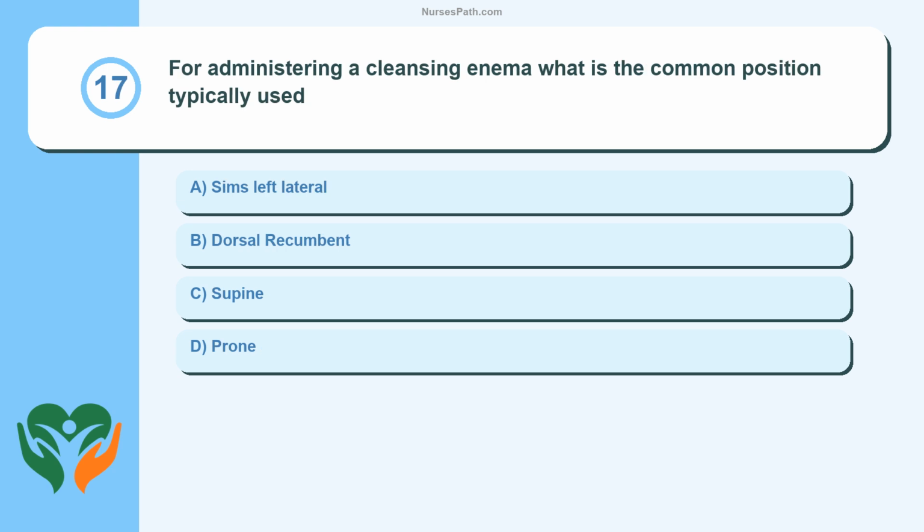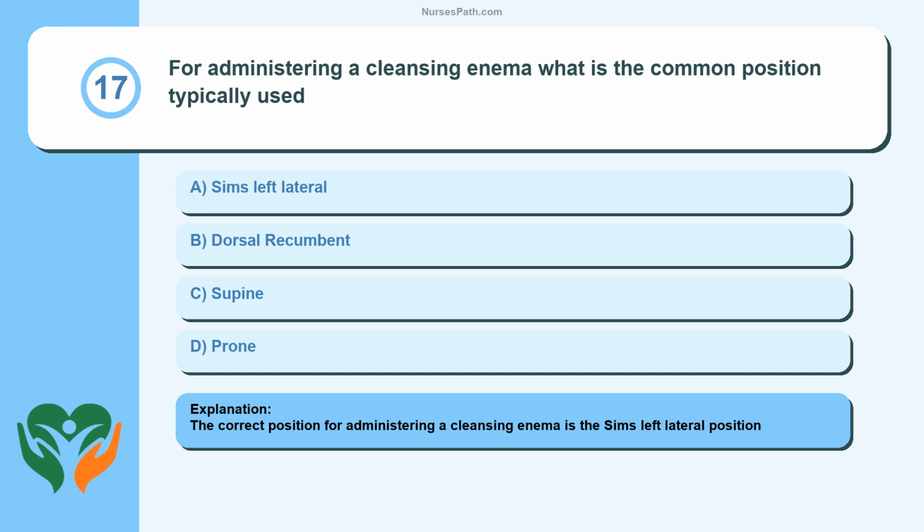Question 17. For administering a cleansing enema, what is the common position typically used? Sims left lateral, dorsal recumbent, supine, prone. The correct position for administering a cleansing enema is the Sims left lateral position.